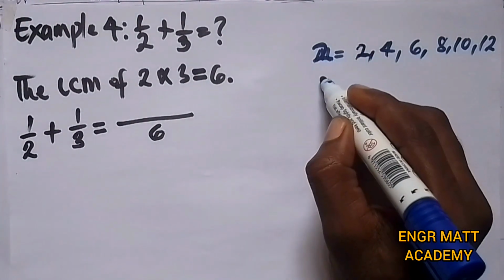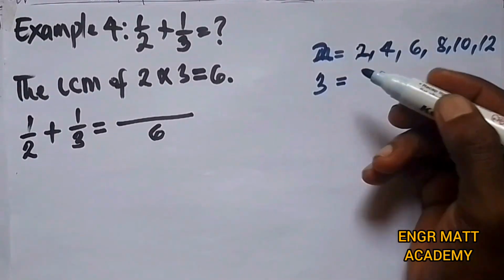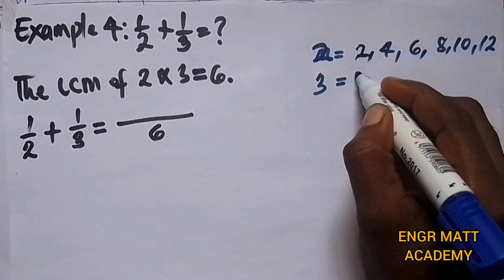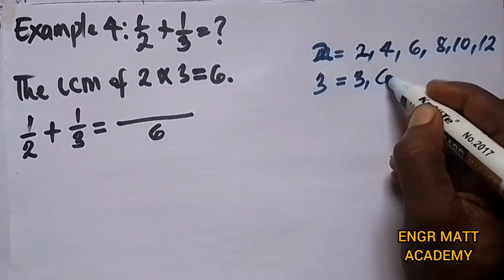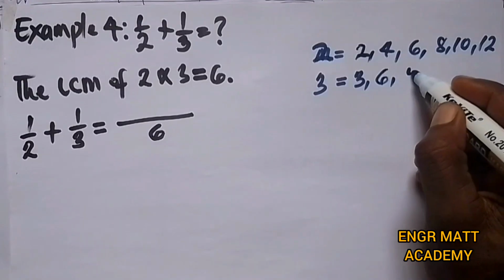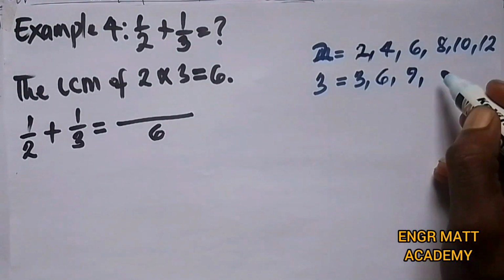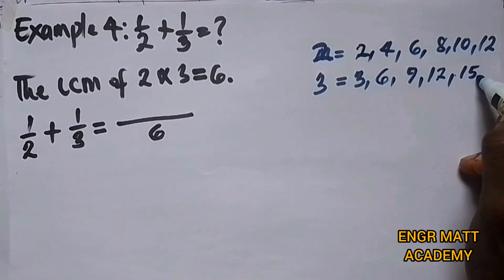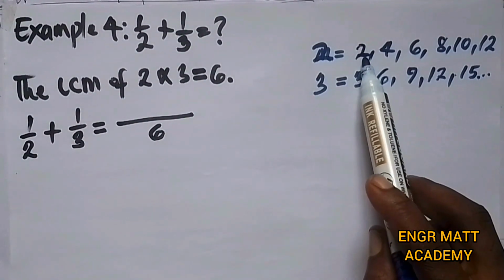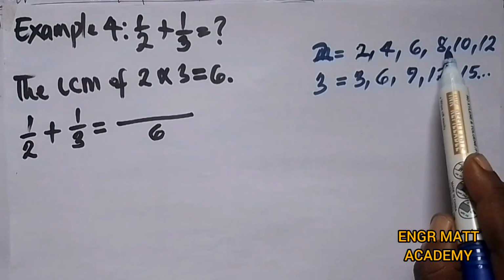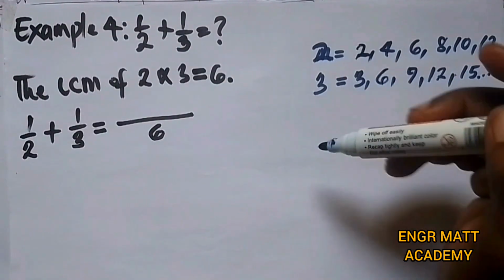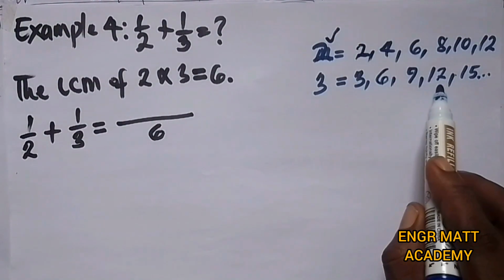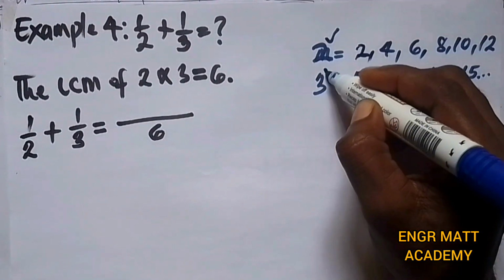What about 3? Let's look at the multiples of 3. Those numbers that 3 can divide without a remainder. The first one is 3. The next one is 6. The next one will be 9. Can you tell me the next one? 12. And the next one here will be 15, and so on. So all these numbers you see here, 2, 4, 6, 8, 10, and 12, they are multiples of 2. And these other numbers, 3, 6, 9, 12, and 15, they are multiples of 3.